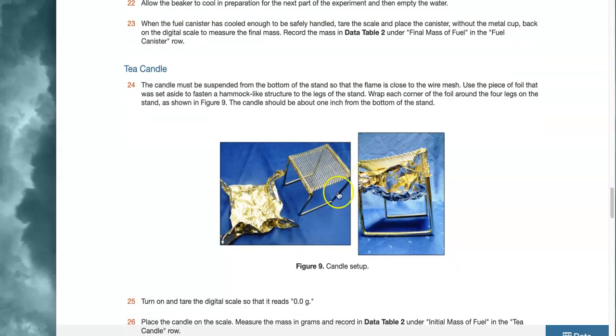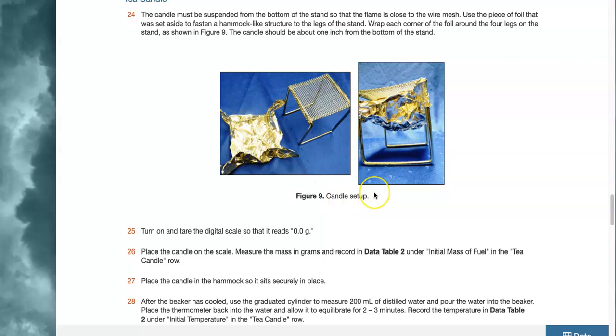Now here's the difference though. The tea light candle is so little and the stand is so big that you would lose a lot of the energy, the heat coming off the candle, if it was too far away from the bottom of the beaker. So you create this little hammock with another piece of foil and get it all set up so that the tea light candle sits really close to the bottom of that stand. Again, your sterno is so much bigger in size and height that it gets pretty close and you don't need to do this. But your tea light candle, you do. You need to create this little hammock and set it up close.